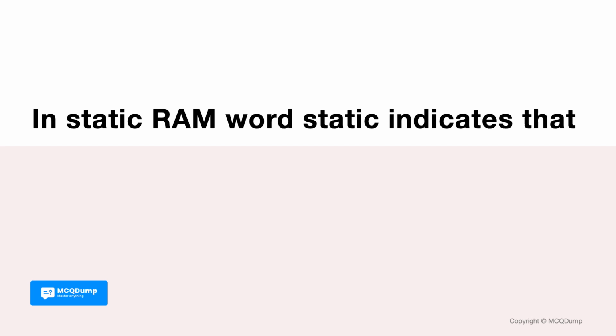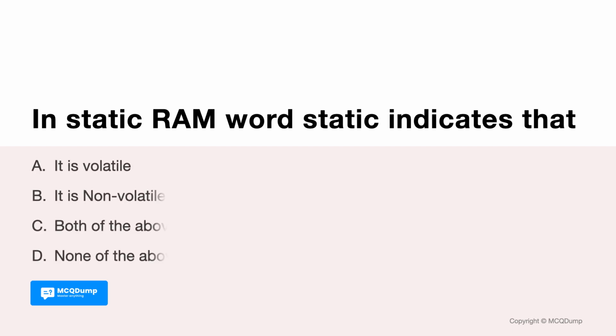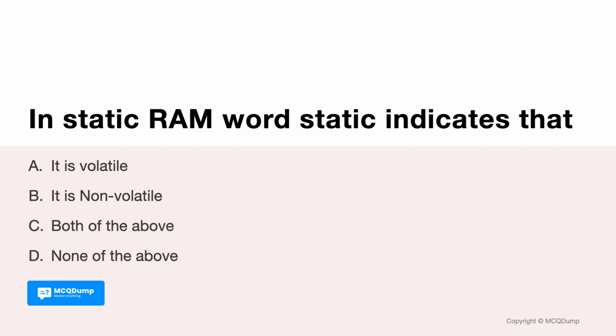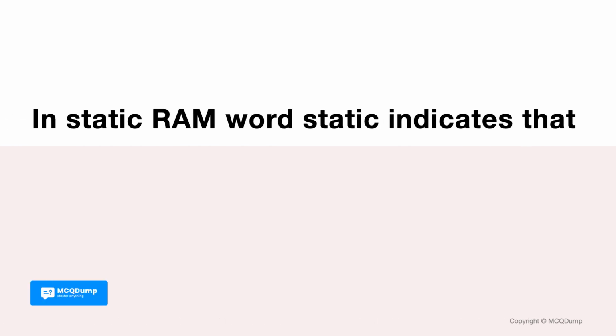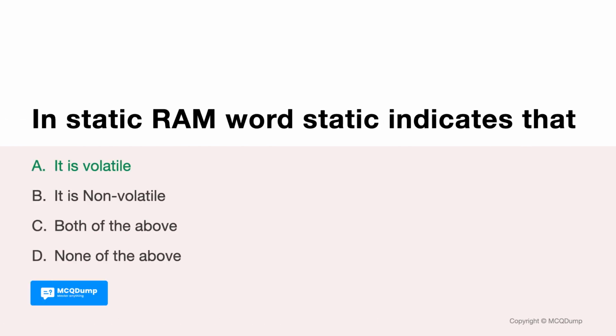In static RAM, word static indicates that. Options are A. It is volatile. B. It is non-volatile. C. Both of the above. And D. None of the above. Answer is A. It is volatile. The word static indicates that the memory retains its contents as long as power is being supplied. However, data is lost when the power gets down due to volatile nature.